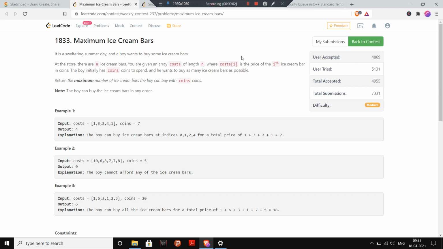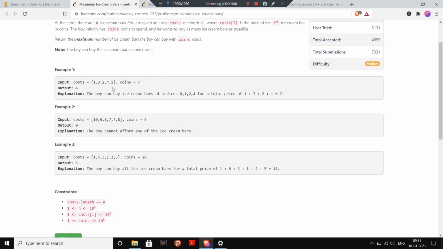Hello everyone. In this video we are going to solve the question Maximum Ice Cream Bars. Here we are given the costs of n ice creams. The costs are 1, 3, 2, 4, 1, and we are also given some coins which we initially have. In this case we have 7 coins. And now we want to buy the maximum number of ice creams out of these available coins.